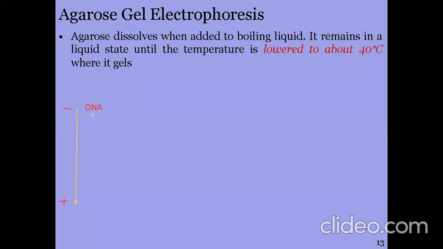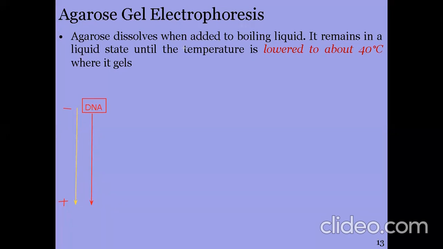So the DNA will move from negative to positive because it will have an overall negative charge. So it will have overall negative charge, therefore it will move from the cathode to the anode.